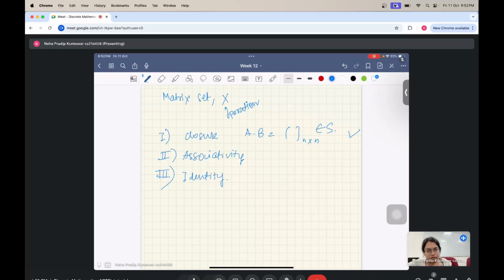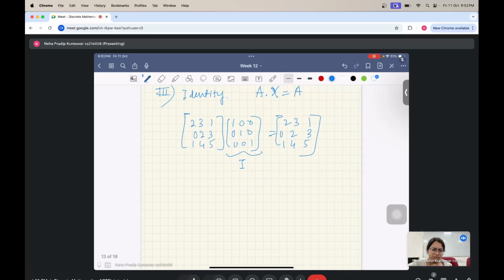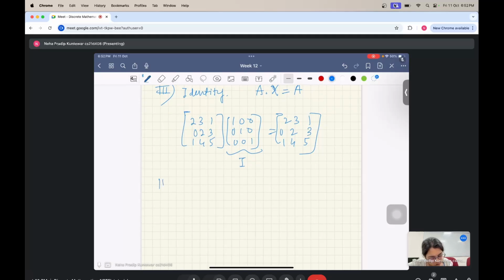So what is the identity of this set? I want to multiply it with some matrix here such that I get back the same thing. So we know that such a matrix is the identity matrix. So for example, I have 2 3 1, 0 2 3, 1 4 5, and I multiply it with this 1 0 0, 0 1 0, 0 0 1, then I get back the same matrix. So this is your identity matrix, where if you multiply any matrix with that, you get back the same matrix. So let's understand whether the inverse exists.